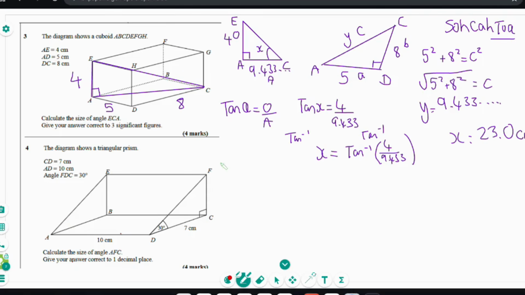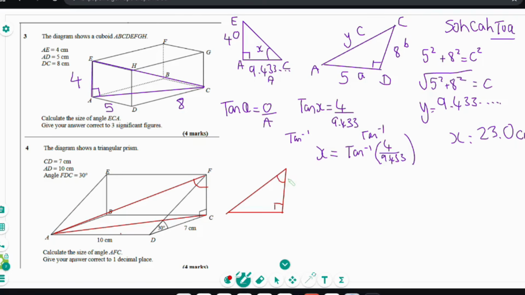Question 4. So calculate the size of angle AFC. So we have A to F to C. So let's join up that triangle. AFC is this angle up here. Let's draw out the triangle AFC so we know what we're looking for.